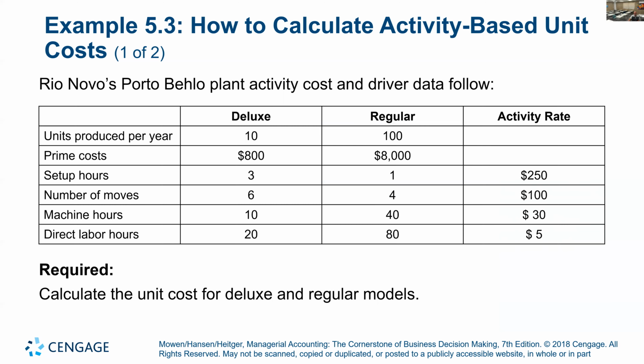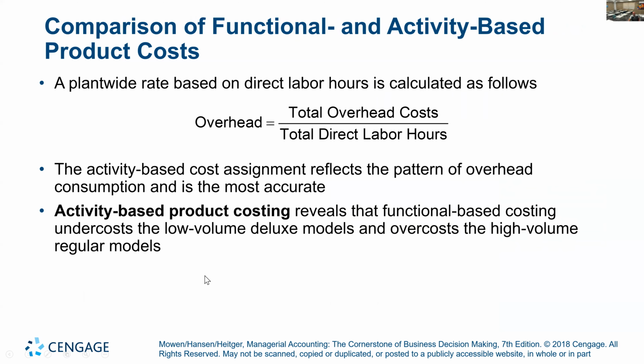Okay, so if you got through chapter 4 and you understood it, a plant-wide rate based on direct labor hours, we would calculate it as this. When we're doing ABC costing, we're just extending that out a little bit further. We're assigning to activities, adding a few more into it, but it's not a real hard process. It's just doing the same thing as chapter 4.